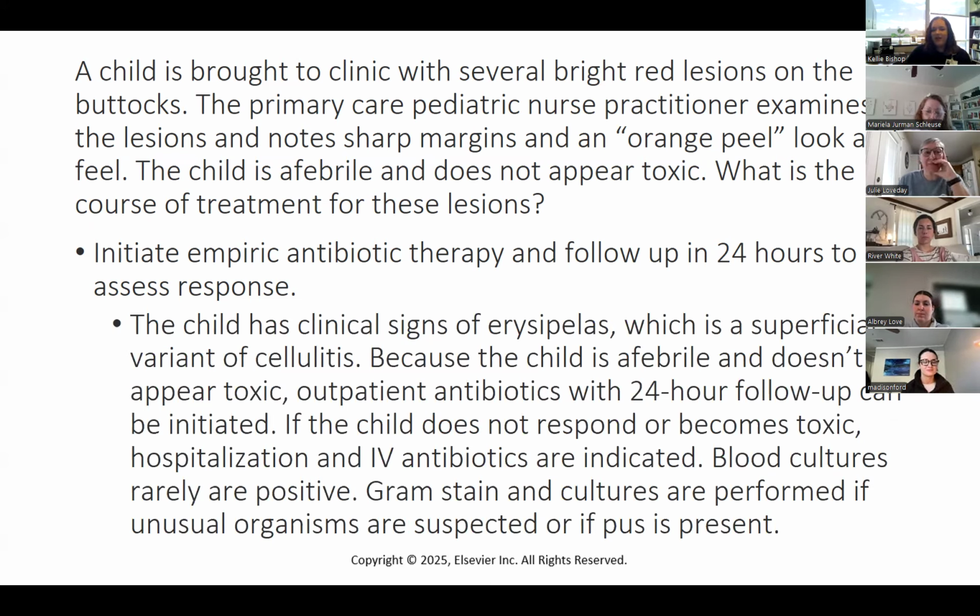I'm not gonna say this right, but erysipelas, the orange peel description, is a variant of cellulitis. So if you see that, know that it is likely cellulitis, and you would do antibiotic therapy and then follow up to assess them, because they don't appear ill, they're not febrile, they're not a young infant, so they're stable.